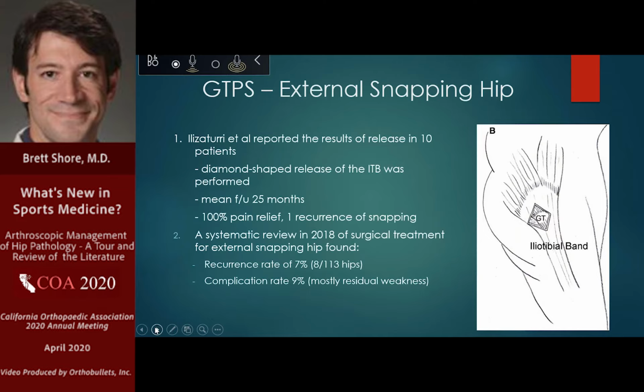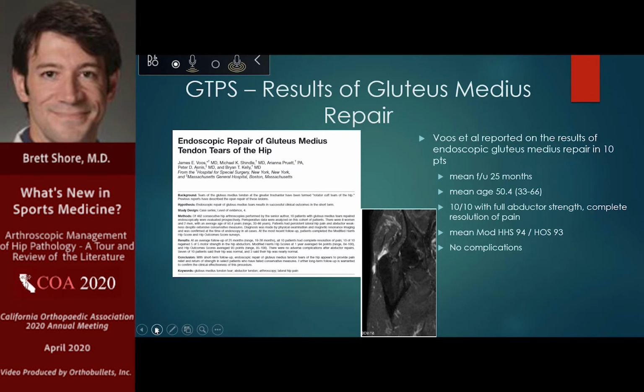Greater trochanteric pain syndrome also can refer to external snapping hip. The endoscopic technique was originally described by Ilizaturi in 10 patients with 100% pain relief and 1 instance of recurrence. A larger systematic review in 2018 found that surgical treatment for external snapping hip had a recurrence rate of 7%. Now, this did include both open and arthroscopic treatment. And in my own experience, I have had 1 recurrence, which was successfully treated with revision to an open IT band windowing.